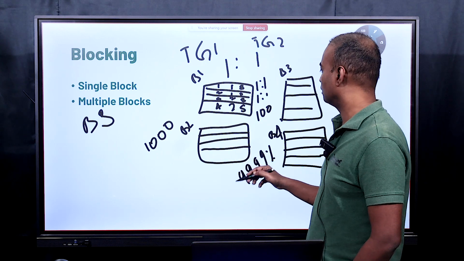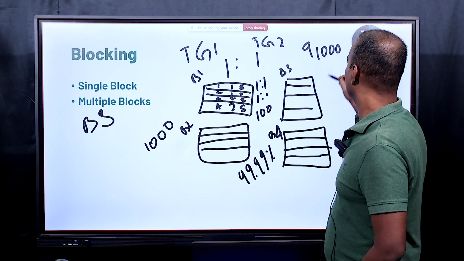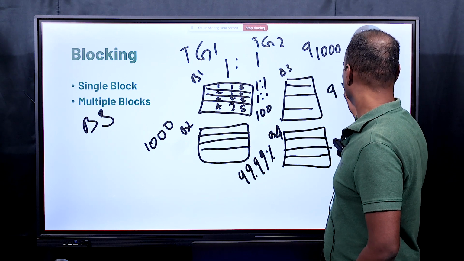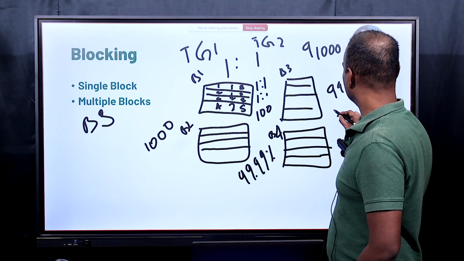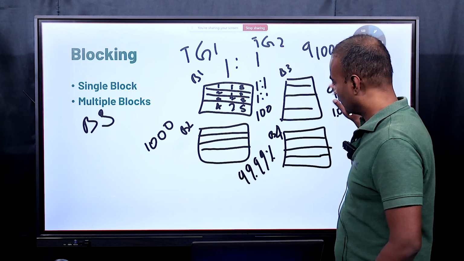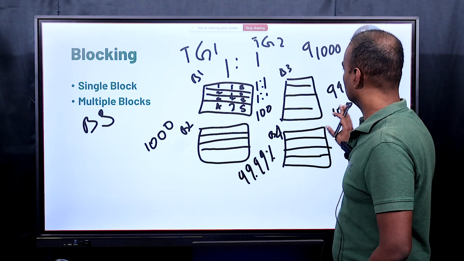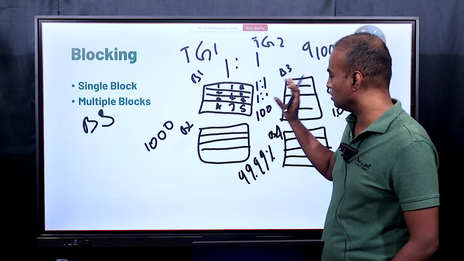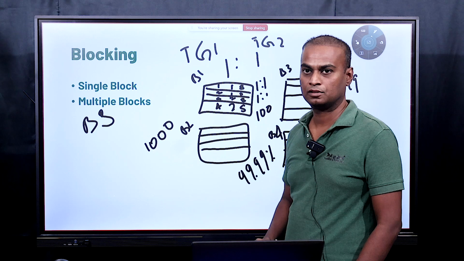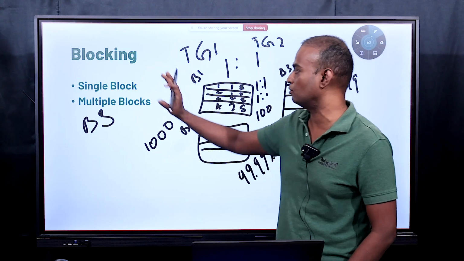For example, there are 1000 blocks, okay, but in a trial only 999 blocks are filled, or it can be only 100 blocks are filled, or even 99.999 blocks. So the error, or the discrepancy, here is very small. That's the reason we go with multiple blocks rather than a single block.